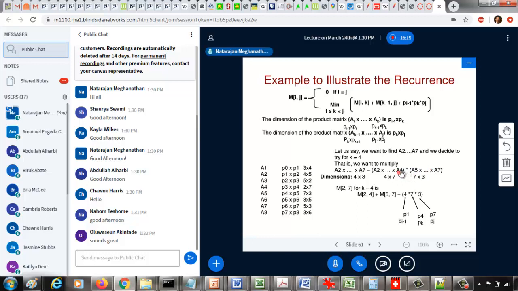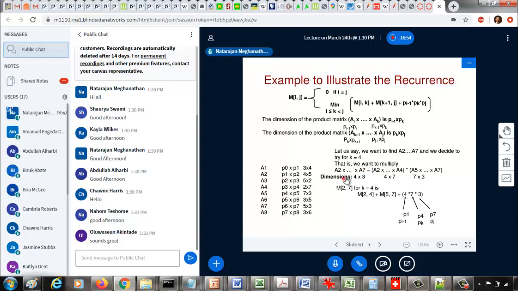If I do it with K as 4, I'll have to do some number of multiplications. Now I could do K as 3. In that case, I'll do A2, A3 as one subchain, then A4 to A7 as another subchain. Then I could do K as 5. I could do A2 to A5 as one subchain and A6 to A7. My K could be even 2. I could just do A2 as one subchain. In this case I don't do any multiplication, as I don't multiply a matrix with itself, and then I could do just A3 to A7 as the other subchain and go on.